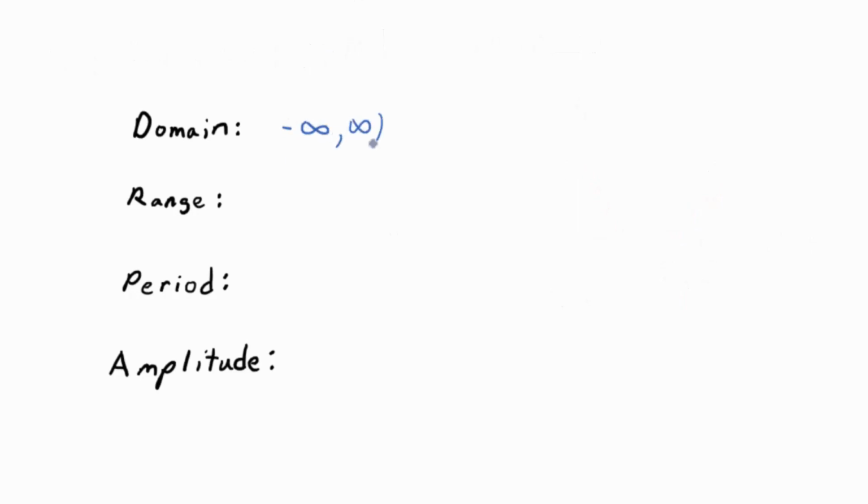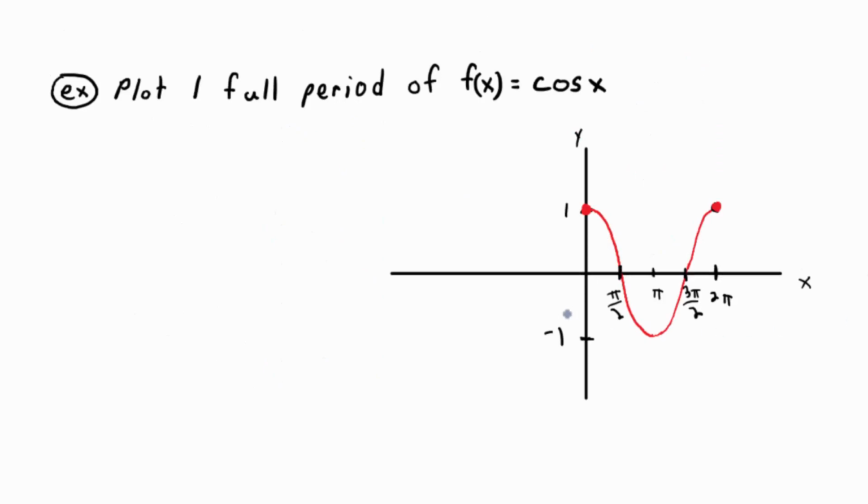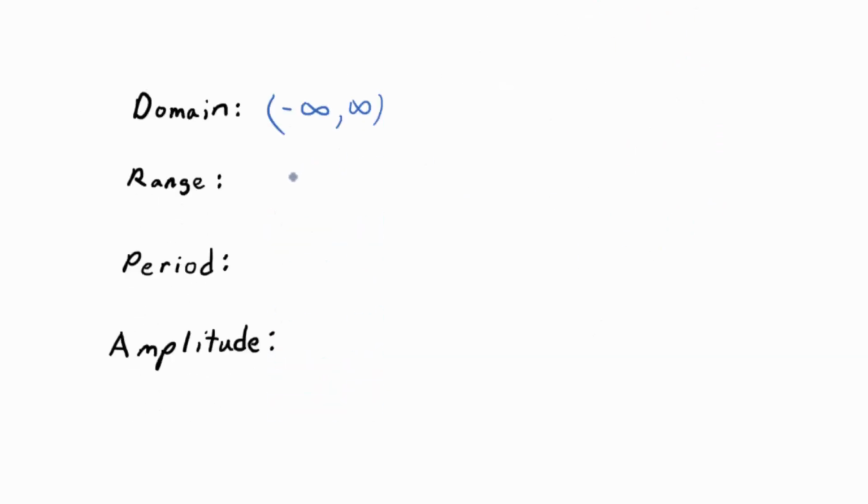But what about the range? From 0 to 1? Not 0, but negative 1 to 1. Same as sine. Everything's the same so far. It does reach negative 1 and positive 1, so brackets. The period, it's the same, right? The amplitude is 1. It's the same picture, for crying out loud. So of course it's the same.